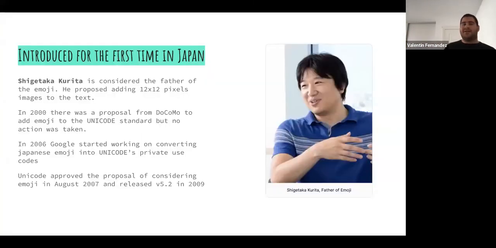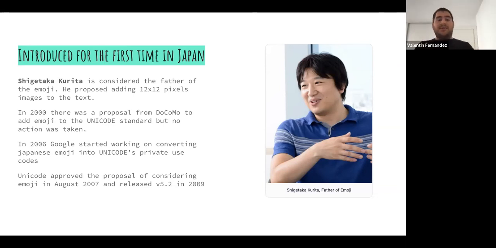This guy on the right is Shigetaka Kurita. He is considered the father of the emojis. And in 1999, he was working for this company called Docomo. He realized that a lot of people were sending text alongside some kind of image, and he proposed adding 12 by 12 pixel images to the text. So he basically grabbed a number of the encoding that wasn't being used and assigned it to an image, right?